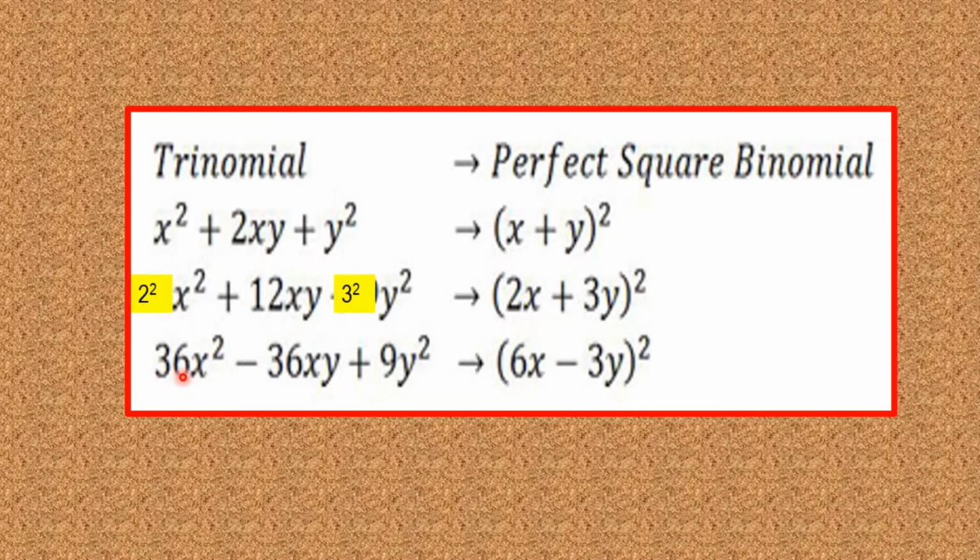Then, sa number 3, 36 is a perfect square because 6 squared is 36. Then, 9 is a perfect square kasi 3 squared is 9. Ayan, pareho na silang naka-square. Kunin lang ang root, 6x. Then, kung anong sign ng middle term, minus. And the root ng last term, which is 3y. So, the answer here is 6x minus 3y squared.